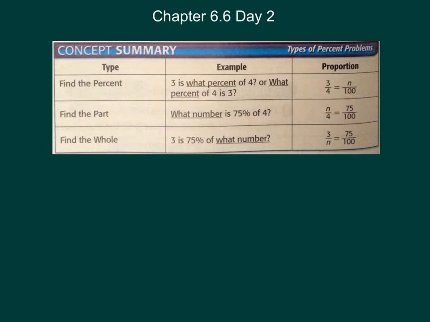The third type of problem is find the whole. So if it says 3 is 75% of what number, first you know that 75% is going to go on the right-hand side. "Of what number" means that the whole here is going to be unknown, and the 3 goes on top.